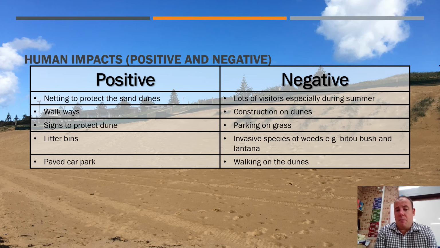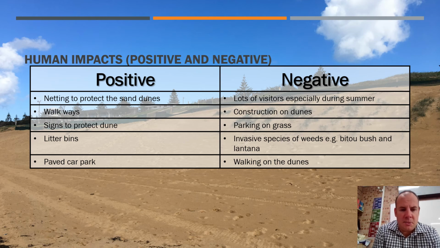And then obviously people walking on sand dunes as well is not good because it kills off vegetation and makes it less and less stable. Hard to do, especially when you know, kids like running up and down it as well. So, you know, not a great thing, but things are being done to reduce those impacts, and that's why we look at the positive impacts.